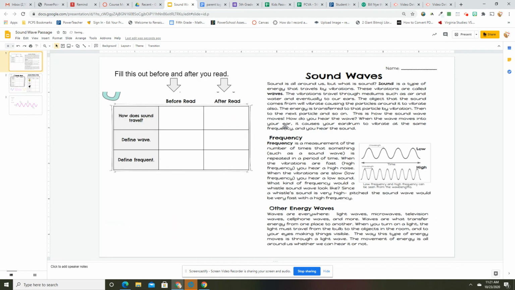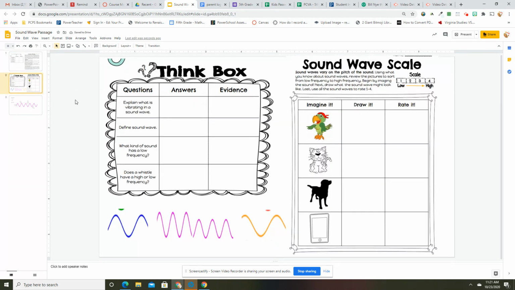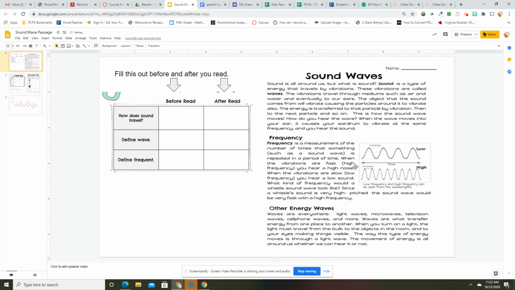So go back to your passage and tell me what the evidence is. Okay, you're going to define a sound wave, answer evidence from the passage. What kind of sound has a low frequency, and does a whistle have a high or low frequency? Okay, answer both of those, but please make sure that you come back and say where the evidence is.